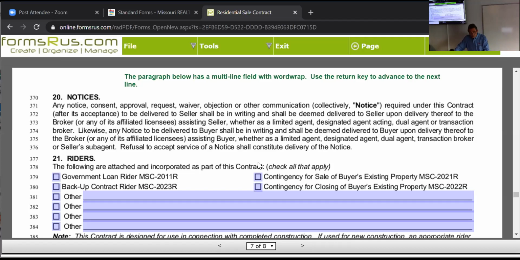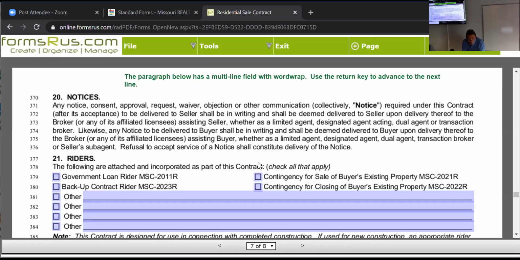And then if you have to create some document, a Word document that says whatever it might say, and typically there's a rider or an amendment for that, but let's just say you have to create a list of items from a shop or something that must remain with the home. Then you could do that in the boxes marked other, or in paragraph 22, lines 390 through 393. This is where you would write in anything that you're asking for that's not included in the contract.